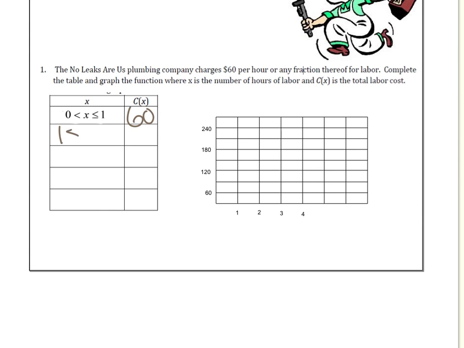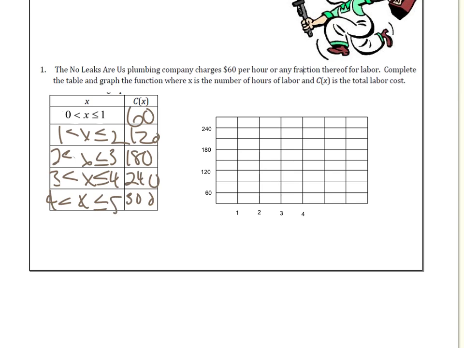All right, so once I get 1 hour and 1 minute, they charge me another $60. 2 hours and 1 minute, they charge me another $60. 3 hours and another minute, they go up to $240, $300. So it is very expensive to have a plumber at your house for longer than 4 hours.